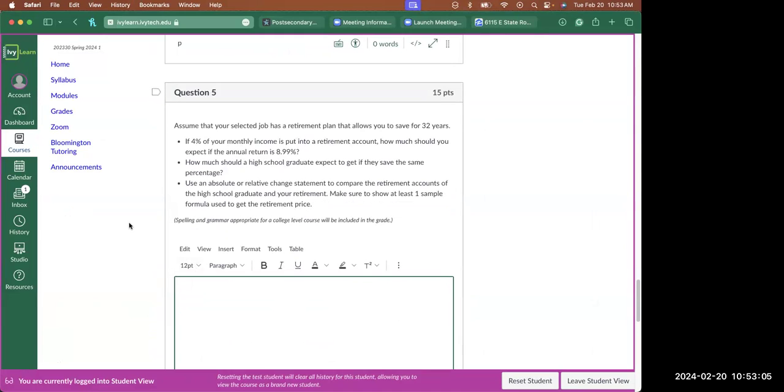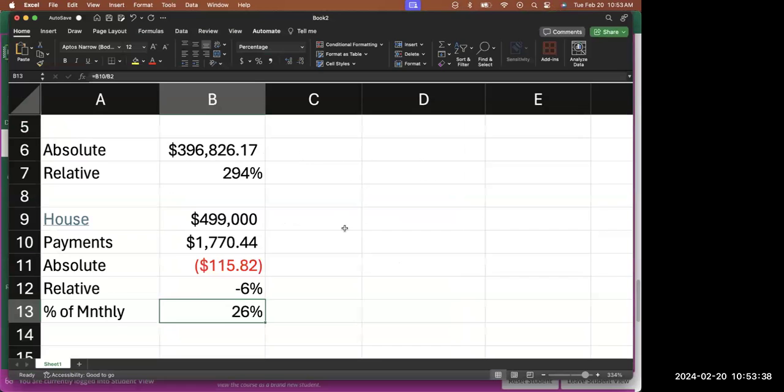Assume that you've selected a job that has a retirement plan that allows you to save for 32 years. Use 4% of your monthly income to put into the retirement. How much should you expect in an annual return of 899? How much should the high school graduate expect to get after the same percentage? And then use the absolute and relative change statements comparing the two. All right. Now we're going to do retirement, and it's for 32 years, and it's 4% of our monthly income at 899. Okay. So let's do that.